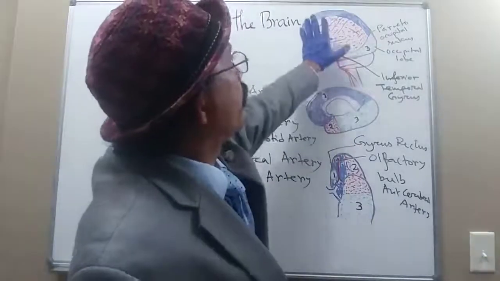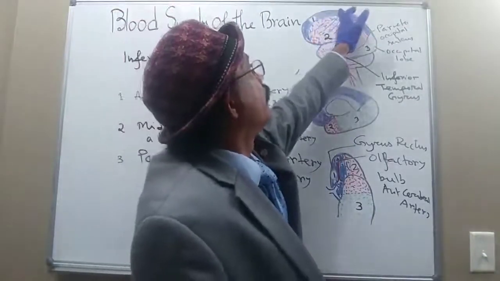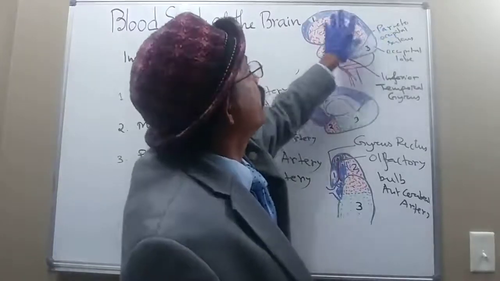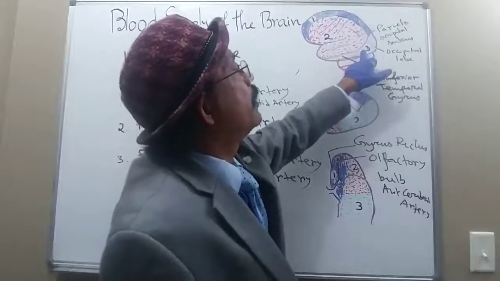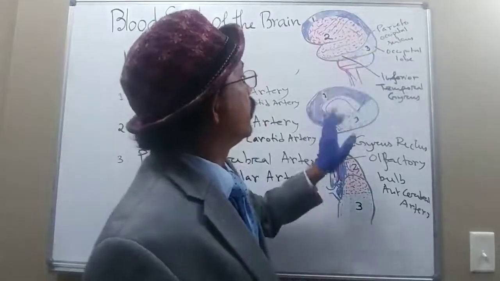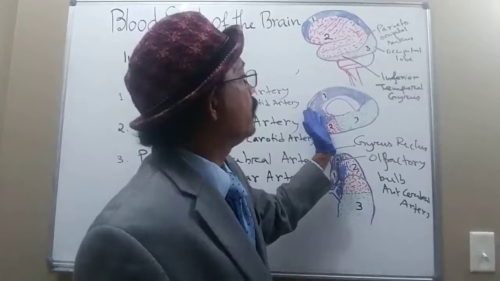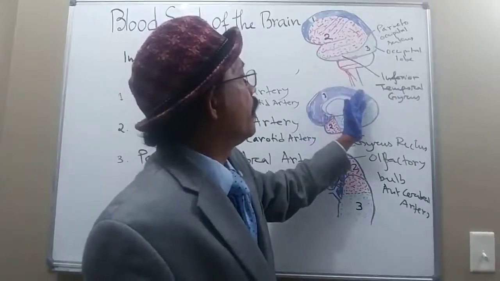Then we got the supralateral surface. This part is supplied by the anterior cerebral artery. This is supplied by the middle cerebral artery. This is supplied by the posterior cerebral artery. Again, on the medial surface of the brain, this is supplied by the anterior cerebral artery.